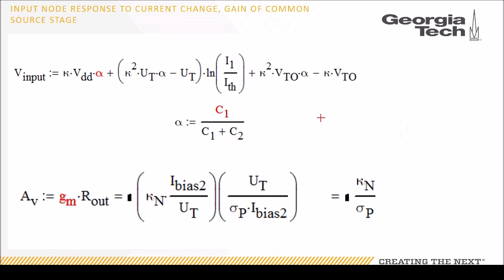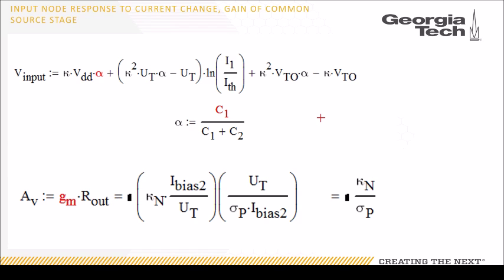For the input voltage responding to a change in the input current, with an added feedback term in there, you still see the same negative thermal voltage term, but you also have a negative feedback term, which is kappa squared U_T times alpha, the feedback ratio between the capacitors, and this contributes to the input voltage. And then you also have the gain of the output stage of the second transimpedance, which is kappa_n over sigma_p.